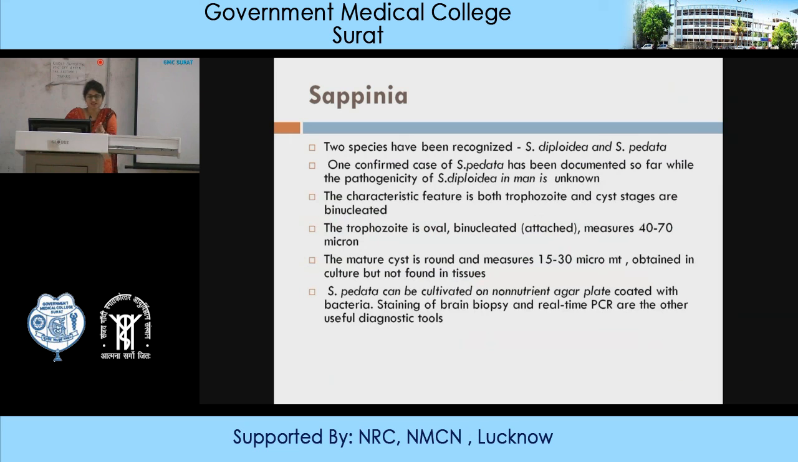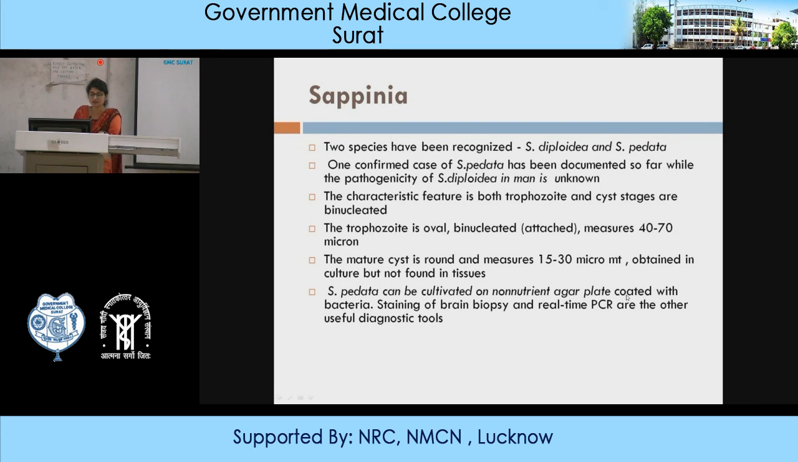Sappinia: two species have been recognized, Sappinia diploidea and Sappinia pedata. The case of pedata has been documented, and they have two forms, the trophozoite and the cyst form. The trophozoite is characteristic, having a binucleated appearance, with the nuclei attached together, and measures 40 to 70 micron in size. The cyst is the same as that of other free-living amoeba, and they are not found in the tissues.